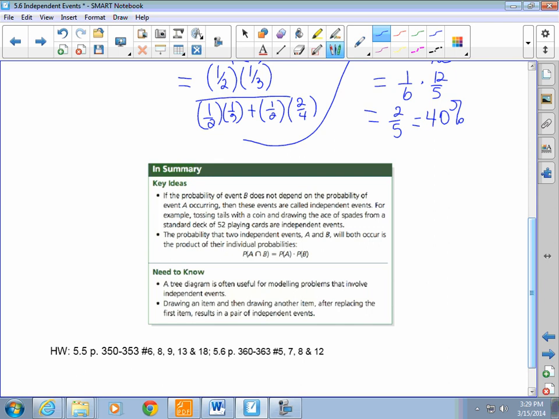Again, a tree diagram helps you to figure out the probabilities so that you can do your calculation. Drawing an item and then drawing another item after replacing the first item results in a pair of independent events. So independent events don't need to be doing two different things or selecting from two different pots. It can be using that same deck of cards but putting the cards back.